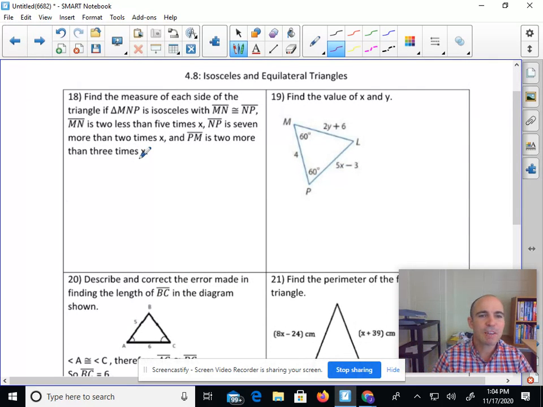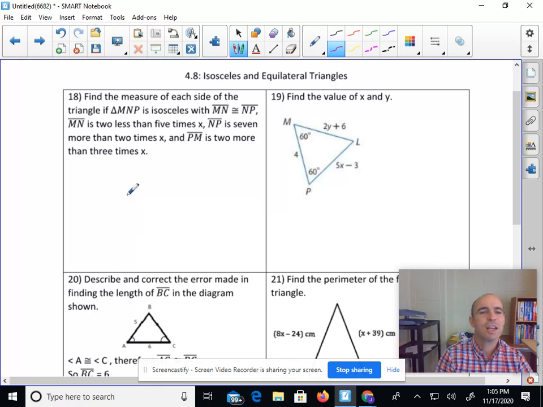Number 18. Find the measure of each side of a triangle. It's isosceles with these 2 sides equaling each other. And then MN is 2 less than 5 times X. NP is 7 more than 2 times X. PM is 2 more than 3 times X. Okay. So the key here, you guys, is translating words into math.